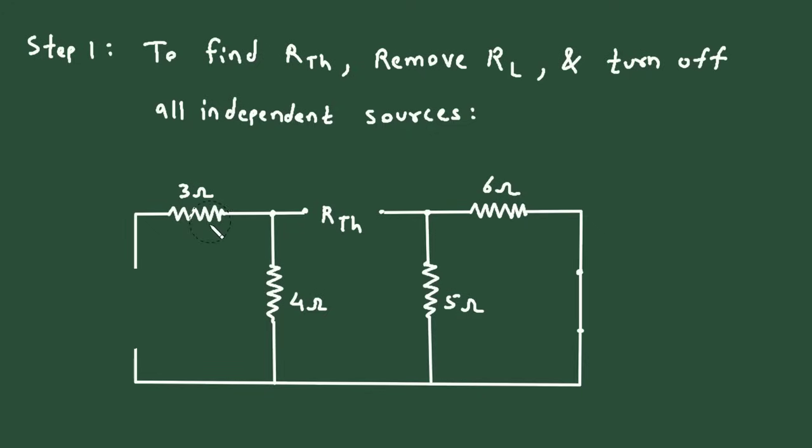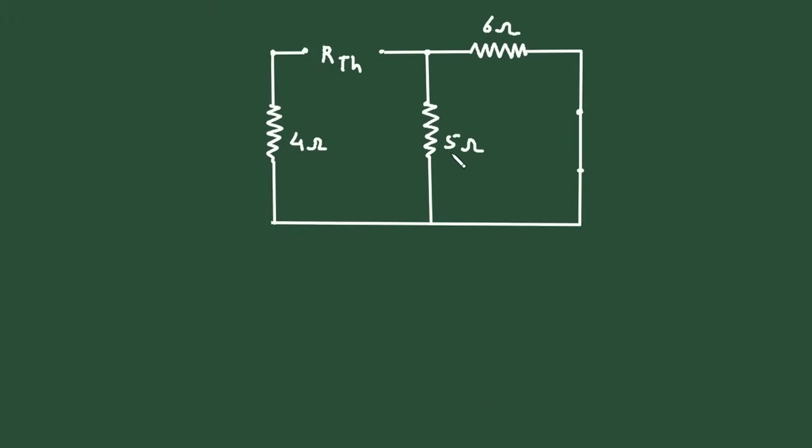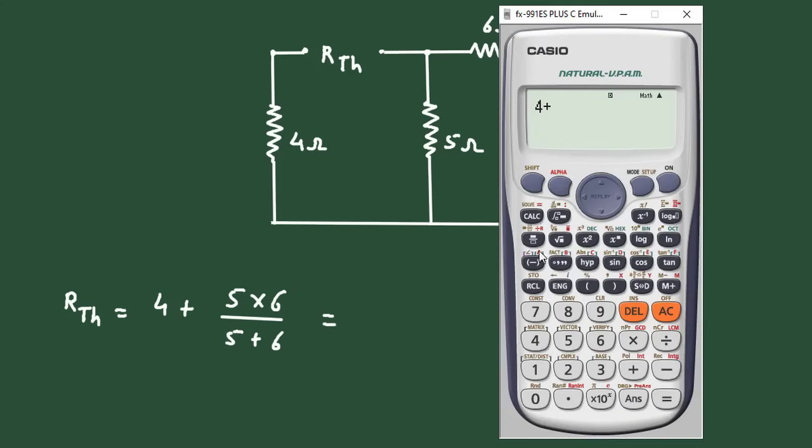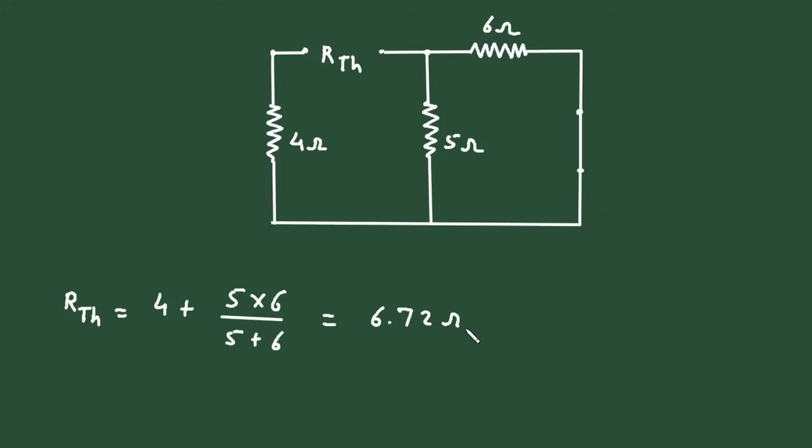Now, here we can see this resistor is open circuited. So, we can remove this from here, and now this will be our RTH. Here we can see this 4 ohm is in series with these two parallel resistors. So, therefore, RTH is equal to 4 plus 5 into 6 divided by 5 plus 6. So, it is 6.72. 6.72 ohm is the value of RTH.